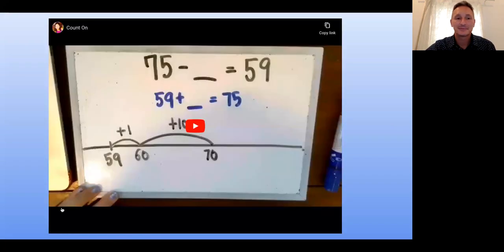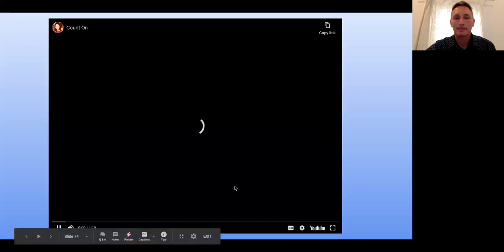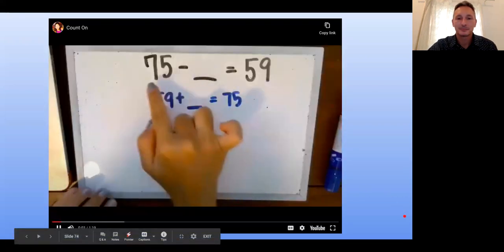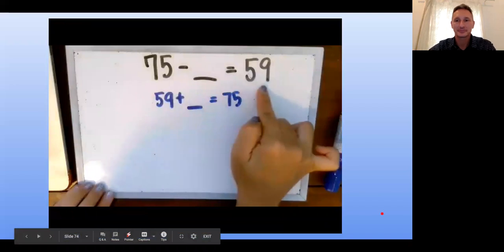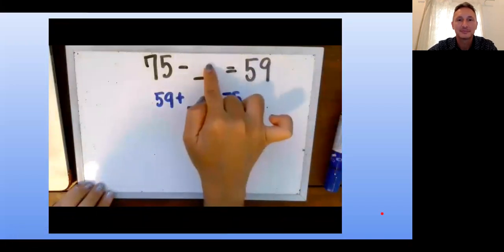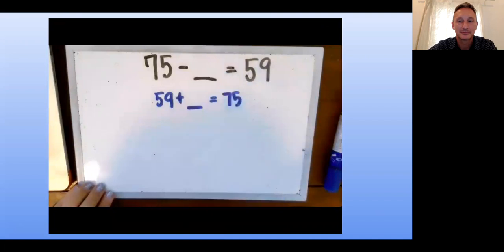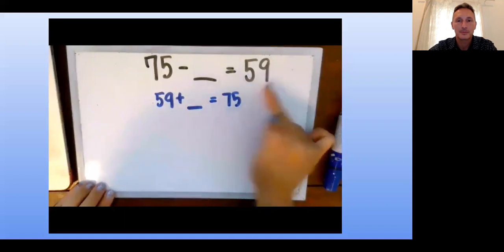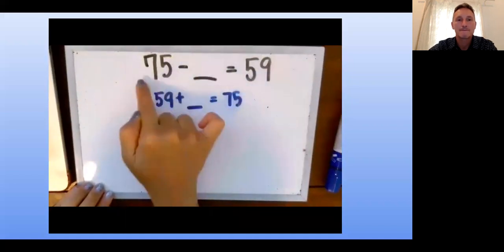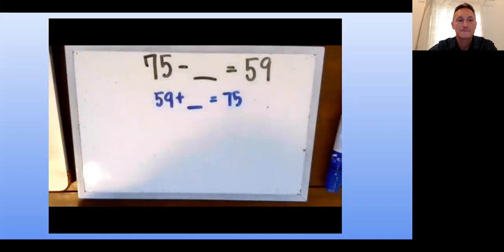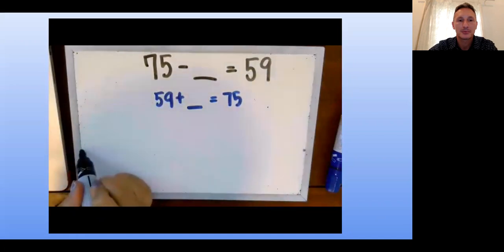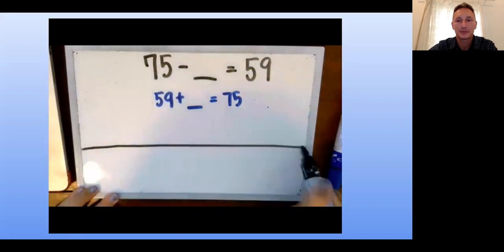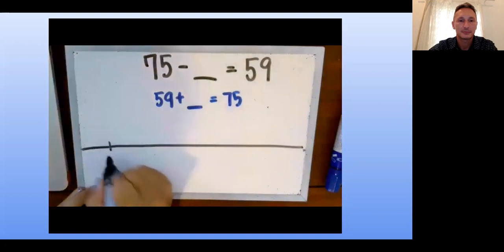Okay, here we go. 75 minus blank equals 59. I'm going to figure out how many pencils are missing. Since I'm using a count on strategy, I'm going to think in my head 59 and how many more make 75. And to solve this problem, I am going to use a number line as my strategy. I'm going to draw my line. First, I'm going to start on 59.